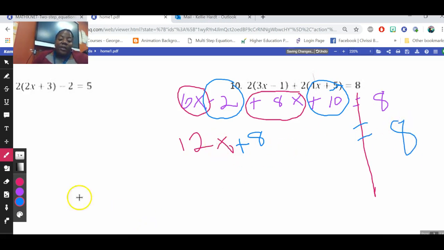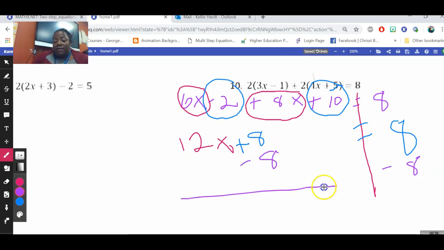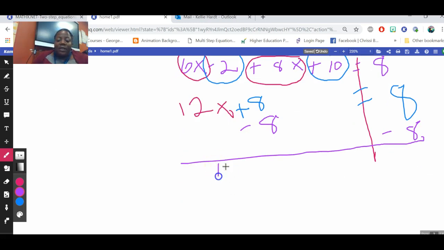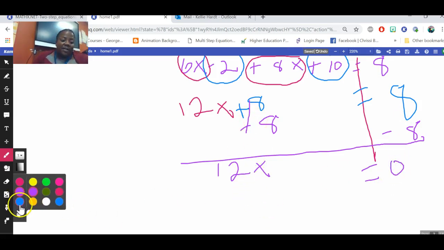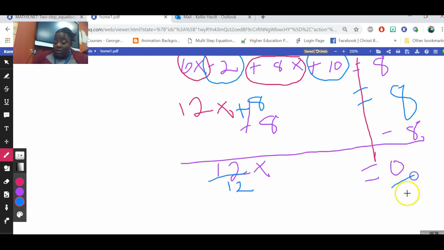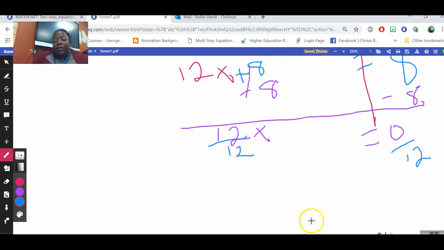Okay? So from here, what do we do? That's right, get rid of the 8 first. Here, and then here. And then we have our 12x as the only thing that's left. Take that off. 8 minus 8, 0. But guess what? The 12 is still not by itself, so we will divide. Divide by 12. Divide by 12. Now remember, that cancels out, x equals 0. And there you are for that one.